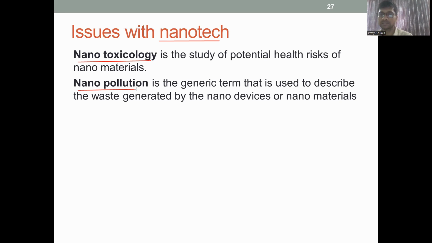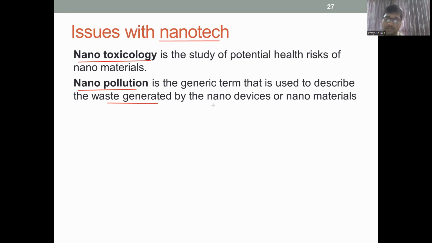Another term is nanopollution. It is a term used to describe waste generated by nano devices and nanomaterials. Obviously, we are talking about using nanomaterials. We are talking about manufacturing nanomaterials. So there must also be some waste that would be generated when these nanomaterials are discarded. There would be some waste generated when they are no longer of use. How to handle them? Whatever pollution is generated because of these nanomaterials is called nanopollution.